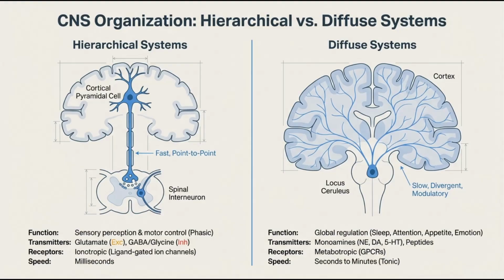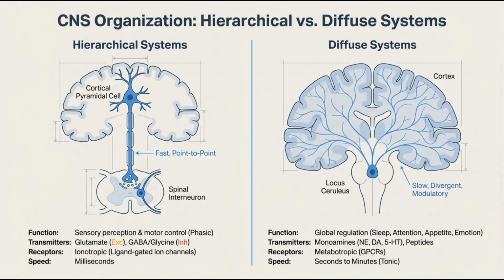That is a perfect analogy. The first type, the one on the left, that's the hierarchical system. Think of your sensory and motor pathways. They are incredibly precise, they are fast, and they are strictly point to point. So like touching a hot stove and pulling your hand away. That is the classic example. The information travels from a specific receptor on your skin to a specific neuron in the spinal cord, up to a specific spot in the thalamus, and then to a specific patch of cortex. So zero ambiguity. Input A always leads to output B.